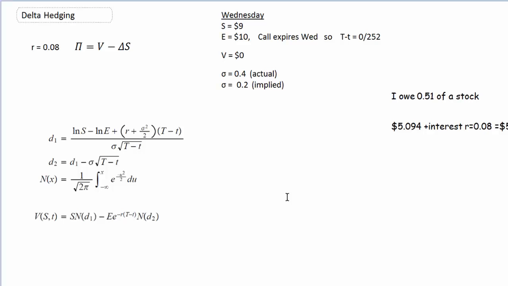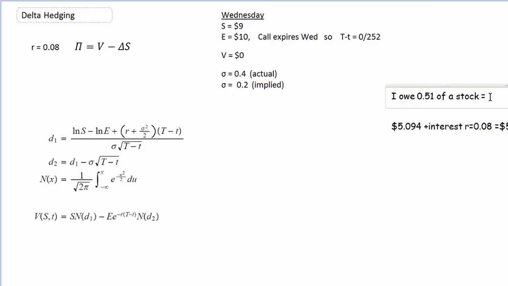Okay, so today's the day that I see what my call options were. Wow, I see that the stock is now trading at $9 with an exercise price of $10. My call option that I bought is worth nothing. So I paid $1.06 for it, and now it's worth nothing. That sounds terrible. But the good part is that when I shorted the stock, I shorted it at $11, and now the stock's only worth $9. So I owe 0.51 of a stock.